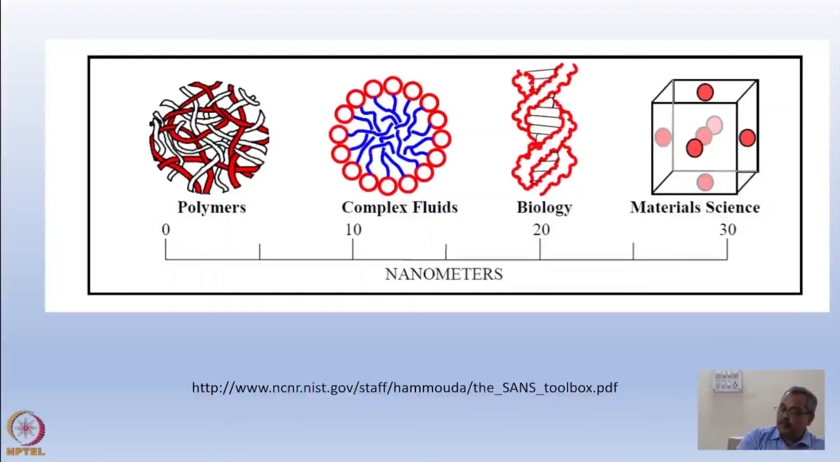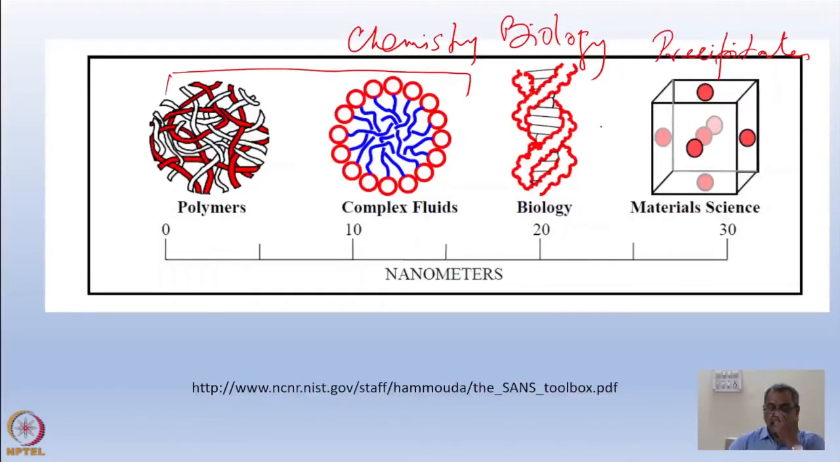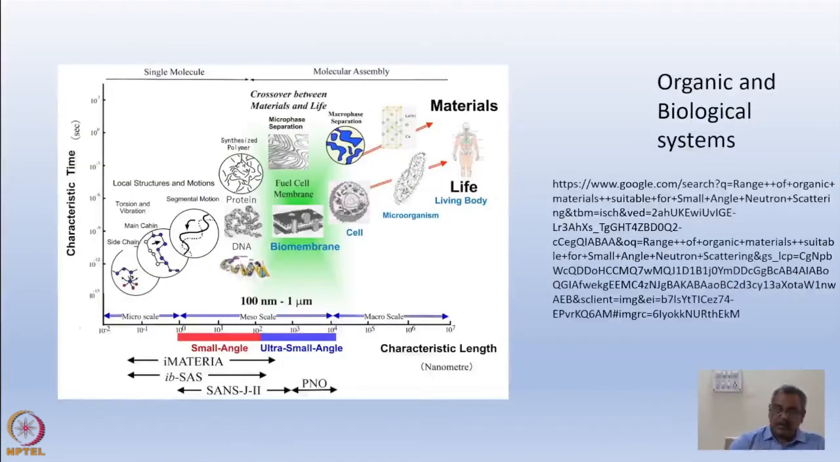It is extremely useful for biological samples, even at larger length scale, and also in material science, like precipitates. So metallurgists are also interested. Biology, chemistry, and of course physics. All communities find this technique very useful, and I am going to talk to you about this technique today. This is also from a Japanese website. For the biological samples, they mention various things like biomembranes and right up to microorganisms, which you can study with small angle neutron scattering, or SANS.